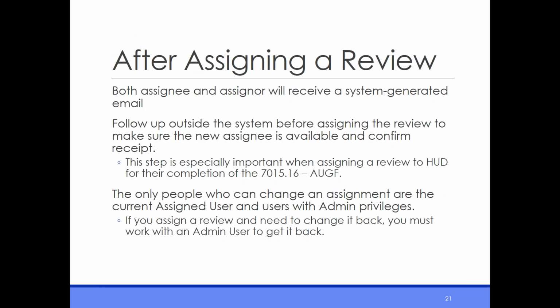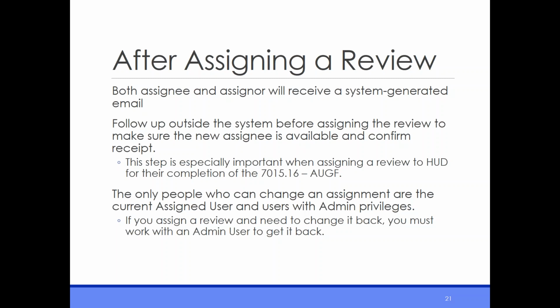After assigning a review, both the assignee and the assigner will receive a system-generated email. We recommend that you follow up outside the system before assigning the review to make sure that the assignee is not out of the office and they're able to confirm the receipt and certify the review. Again, this is especially important as part of the 7015-15, 7015-16 process, to make sure that HUD is available to certify the review.